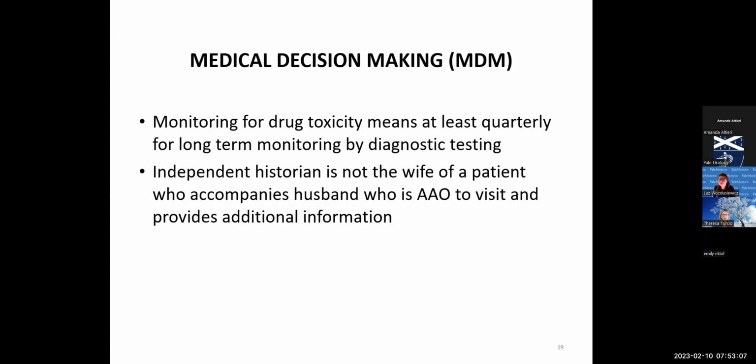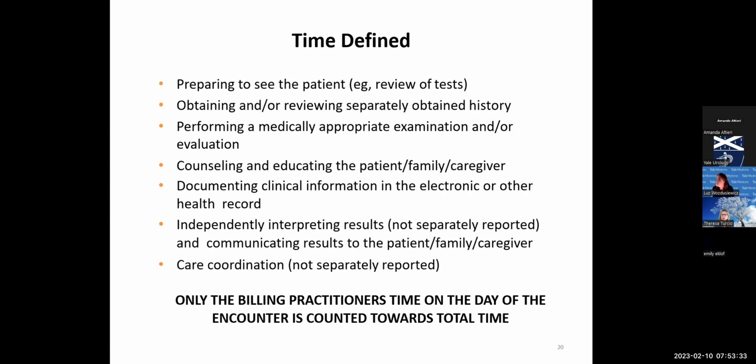And this speaks to the independent historian qualification. So if a patient is alert and oriented and able to provide their history, we would not consider the wife of a patient who is able to provide their history as an independent historian. The use of another historian is based on medical necessity. If you're unable to obtain that history from the patient, then it will qualify. When we click to the next slide, I believe there's one more.